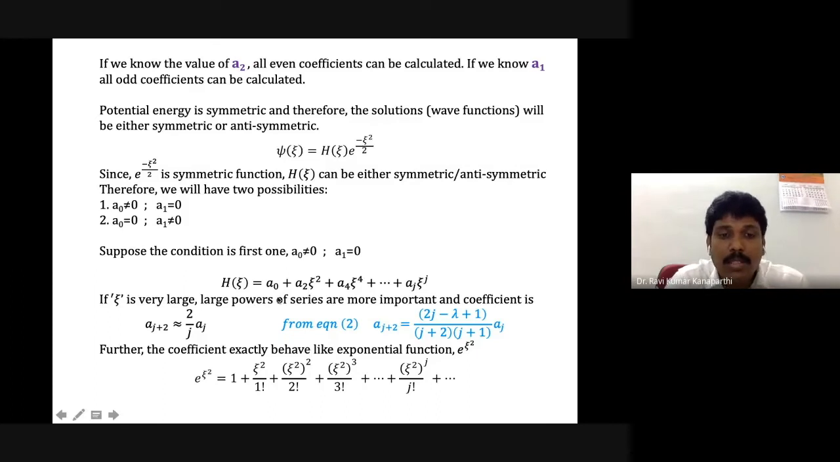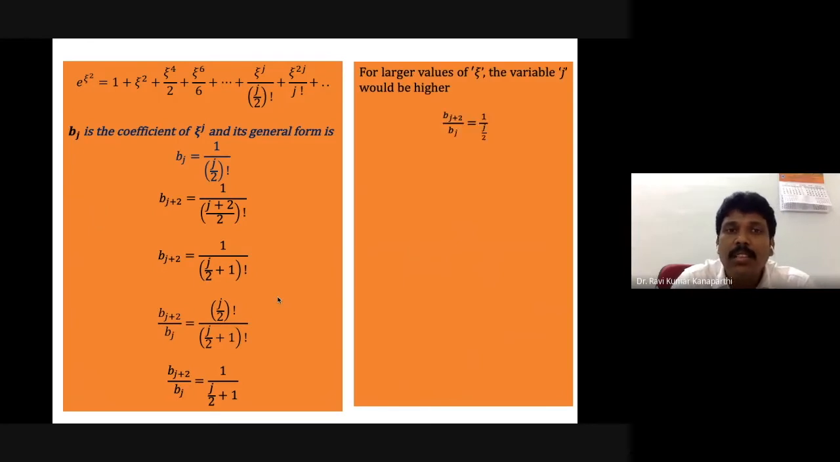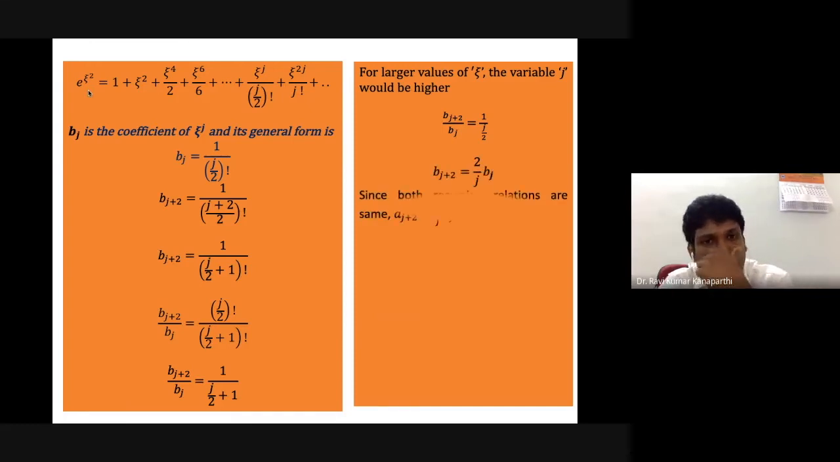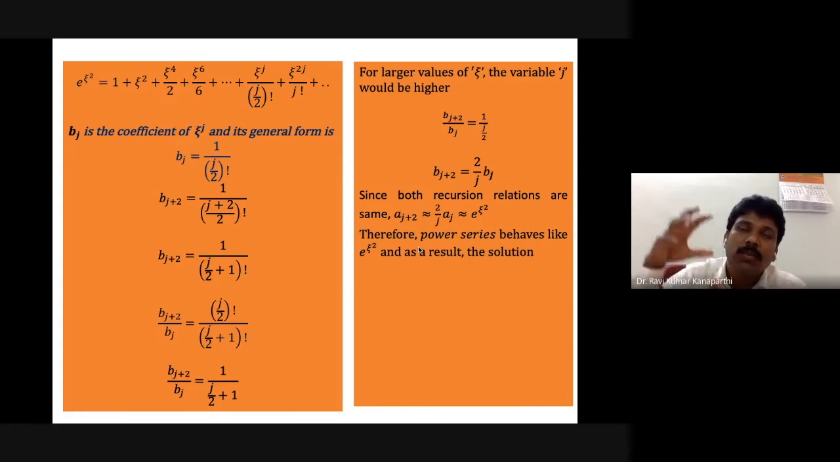So this is a recursion relation useful to calculate the coefficients, and it is exactly matching with the recursion relation of the exponential function we have here. My claim is about the infinite power series, that is h of z, which contains only even terms: a0 plus a2 z square plus a4 z to the power 4. This is an infinite power series, and we are looking at a situation at larger displacement.